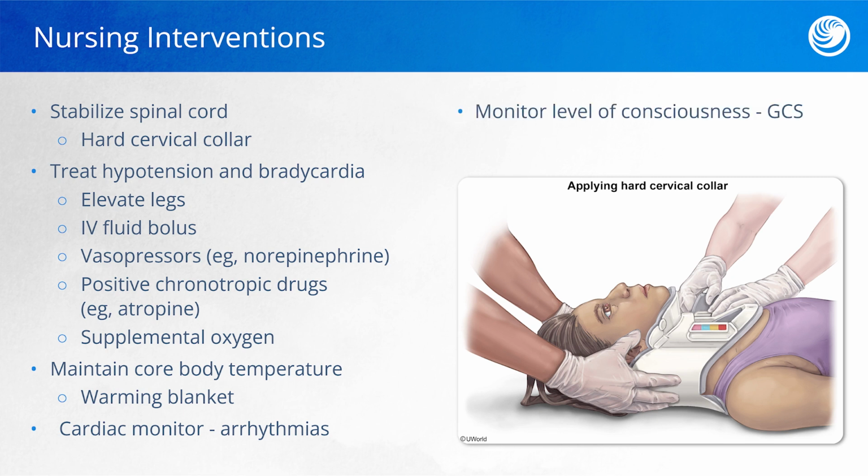We'll monitor their level of consciousness using the Glasgow Coma Scale. This is used for clients who have had a brain injury. This will help us to determine if our interventions are helping or if the client is worsening. And if this client is worsening, we may have to prepare them for intubation and mechanical ventilation. And we'll also want to prevent urinary and bowel retention.